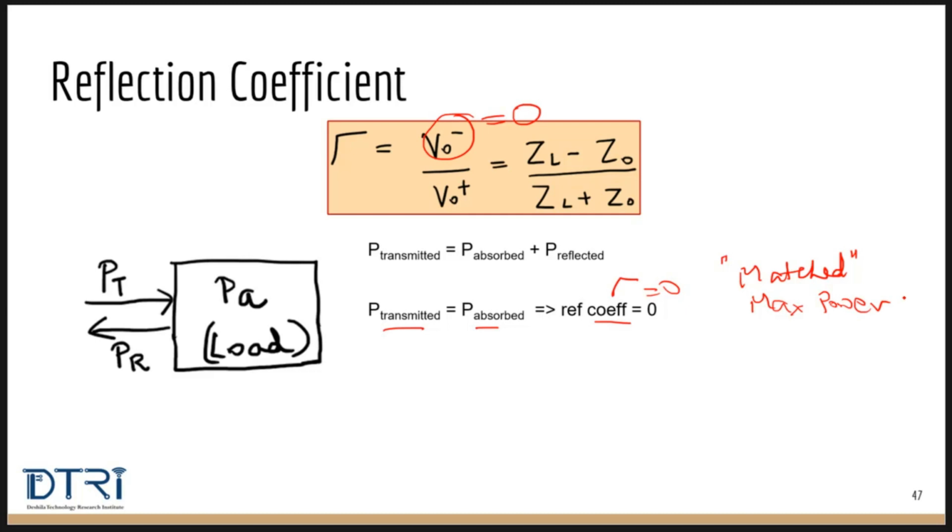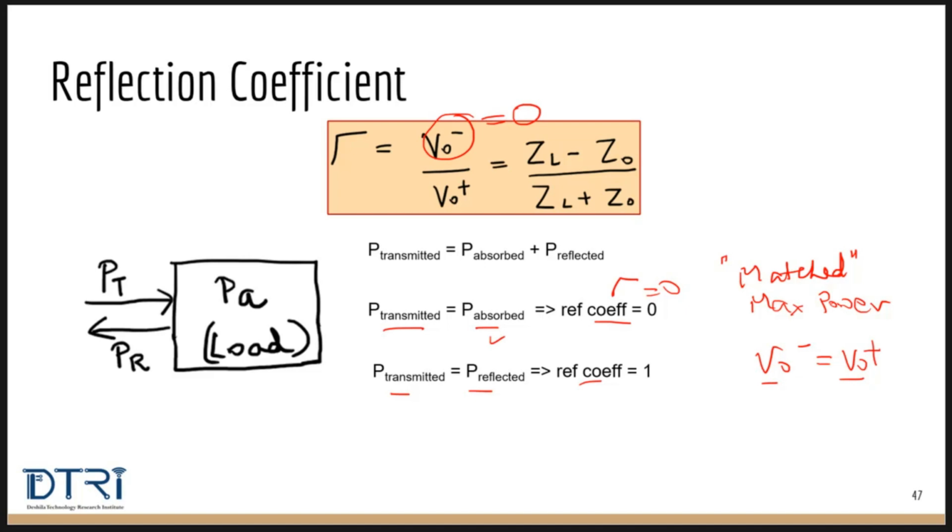Say another case where all the 100% power is reflected by load and none is absorbed by the load. So in this case, all the transmitted power is only reflected back. There is nothing being absorbed. So in this case, the reflection coefficient is 1 because V naught minus is actually equal to V naught plus. That means all the power which is incident, everything is reflected back. So in this case, the ratio, which is the reflection coefficient value, is 1.